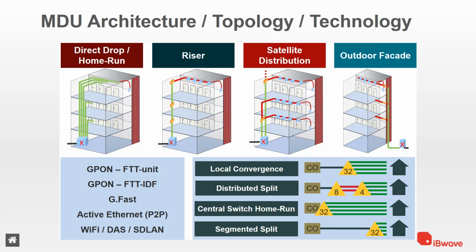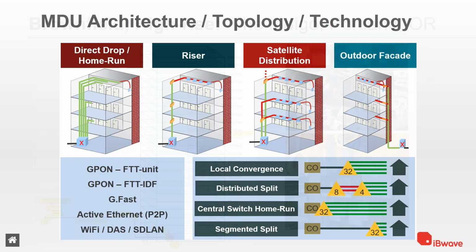Segmented split would be pushing your 1x32 splitter as far into the network as possible. We'll look at a sample case where this style network was deployed, but this has significant cost savings associated with it as well. A little bit less robust as you're thinning down your feed cabling as much as possible, but significant cost savings available. All right, so now we're going to look at various case studies.